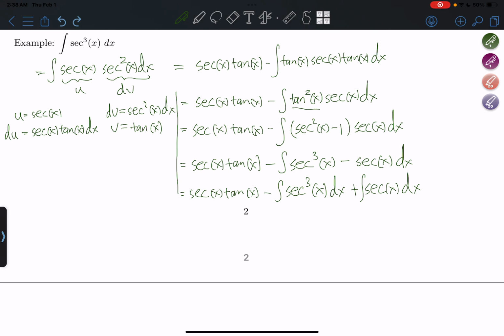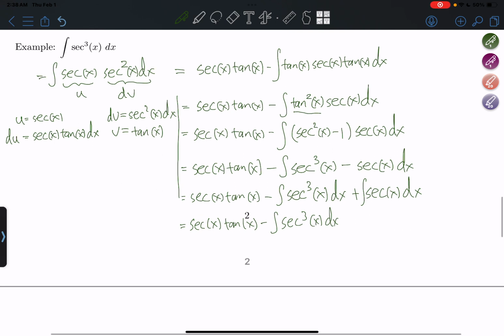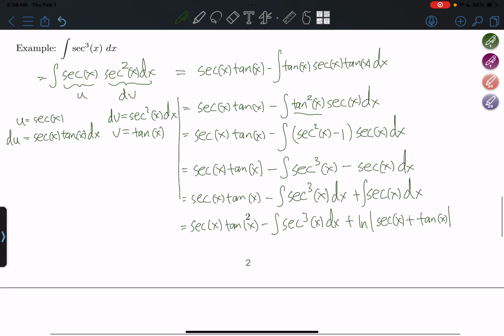Let me write one more line here, and then I'll format it a little better. Secant x tangent x minus the integral of secant cubed x dx. And again, this is a well-known integral. This is actually just plus ln of secant x plus tangent x. Now I'm not writing that plus C just yet, because I have a plus C inside the integral of secant cubed as well. But I do want to remind you that this is a well-known integral.